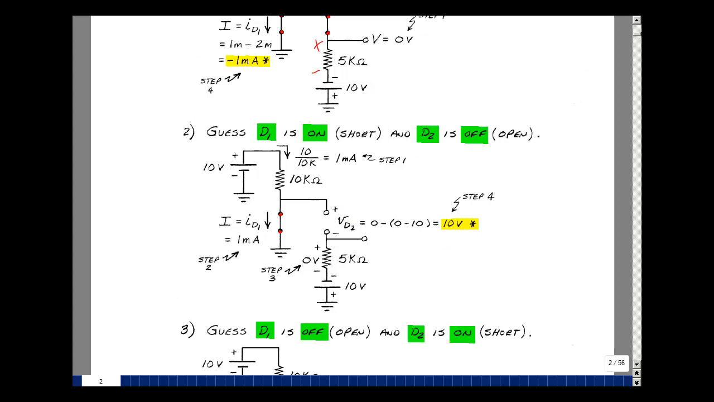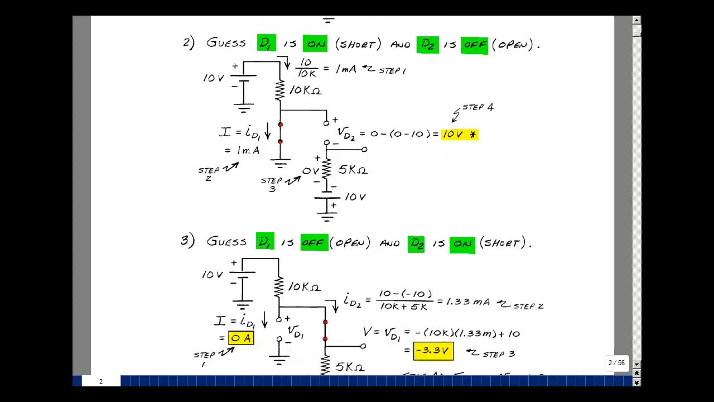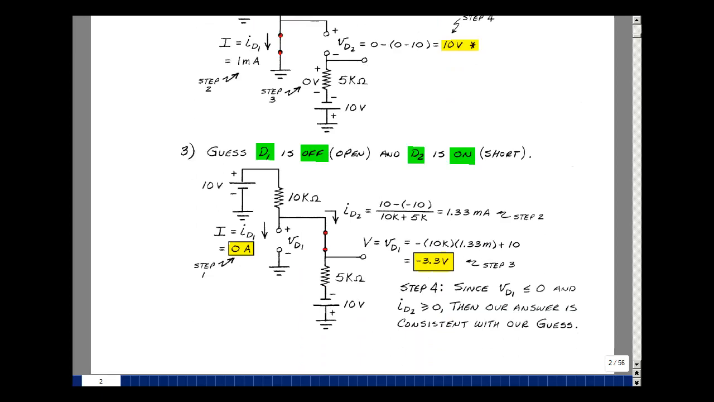With current flowing, there's only one possibility left. Let's try that one. That's going to be that this is an open and this is a short. With an open circuit here, the current is equal to 0. I can now find the current flowing through here as the voltage across here minus here divided by 15K. And that's 1.33 milliamps. And that's also the current that's going to go through ID2, and that's going to check because it's greater than or equal to 0.